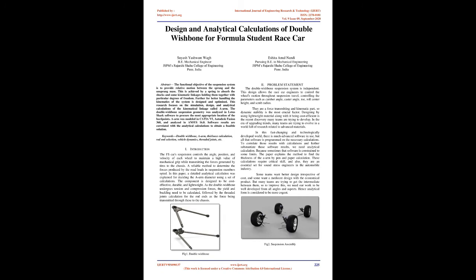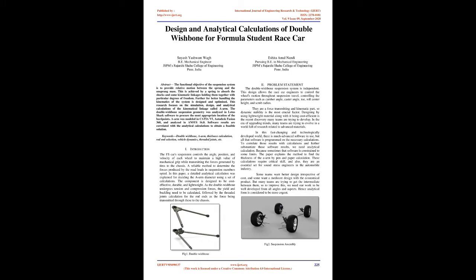Design and analytical calculations of double wishbone for Formula Student race car. The functional objective of the suspension system is to provide relative motion between the sprung and the unsprung mass. This is achieved by a spring to absorb the shocks and some kinematic linkages holding them together with particular degrees of freedom. Further, for better handling the kinematics of the system is designed and optimized.